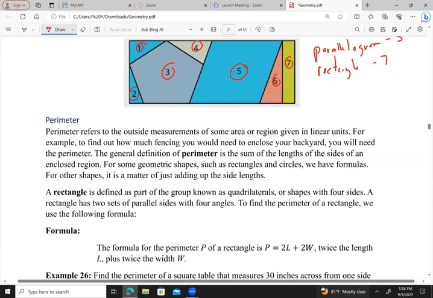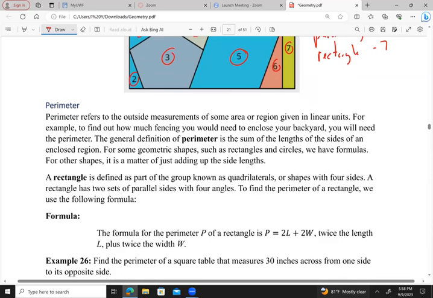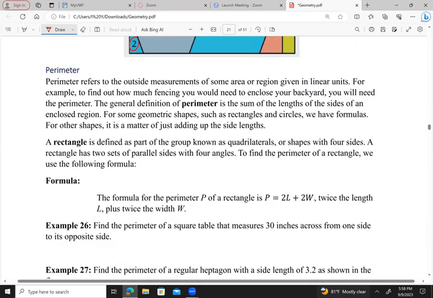So that brings us to perimeter. The perimeter refers to the outside measurements of some area or region given in linear units. For example, to find how much fencing you would need to enclose your backyard, you will need the perimeter. The general definition of perimeter is the sum of the lengths of the sides of an enclosed region. For some geometric shapes, such as rectangles and circles, we have formulas. For other shapes, it's a matter of just adding up the side lengths.